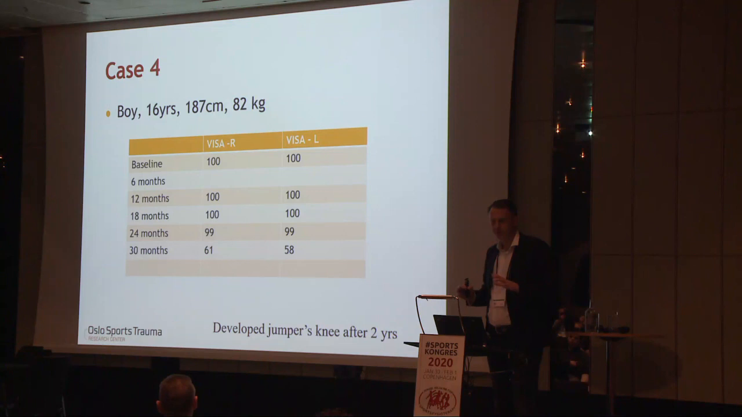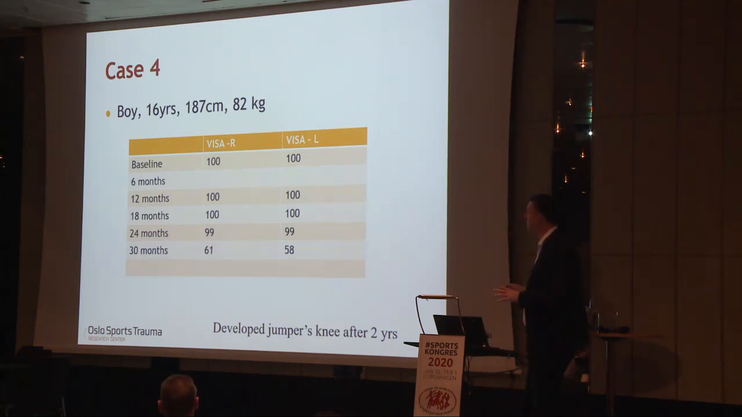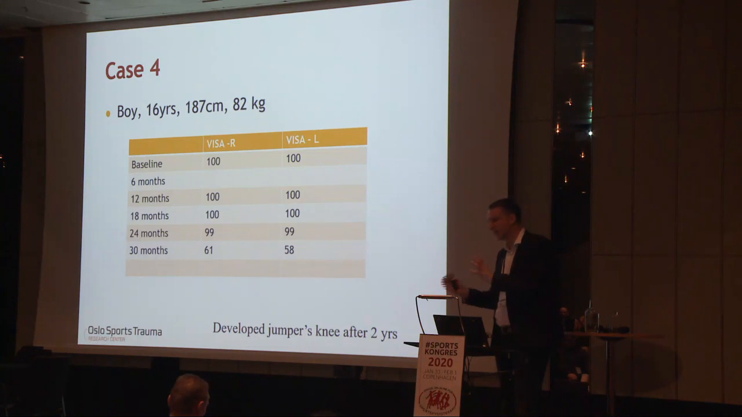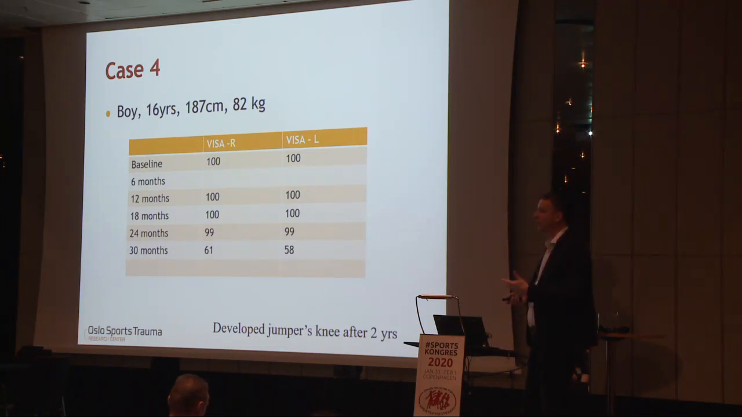So let's bring some cases again. This is not the cases I presented yesterday. This is just showing the baseline score. So we tested them every 6 months. So in the phase they were having the tendinopathy in the middle, of course. We just asked them, did it start in November or October? But these are the VISA scores of one of the players. And he developed jumper's knee after 2 years.